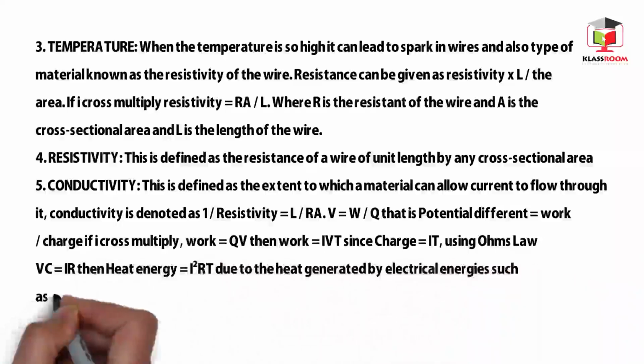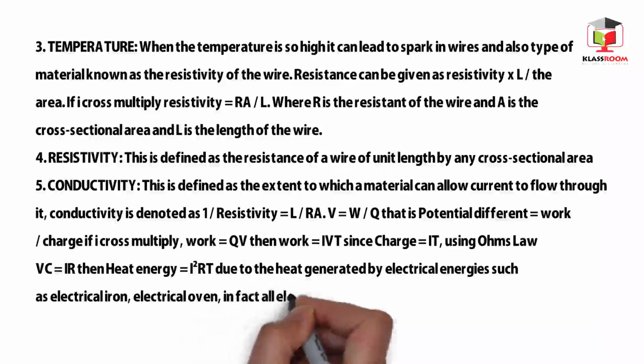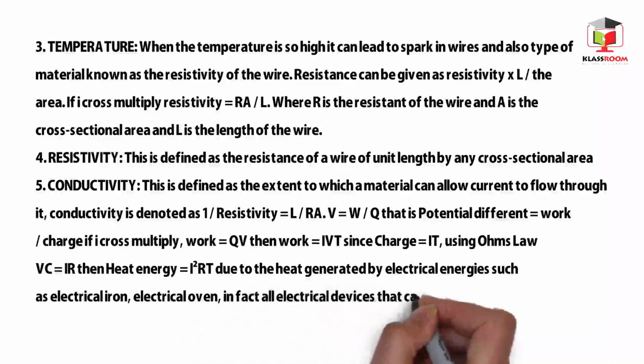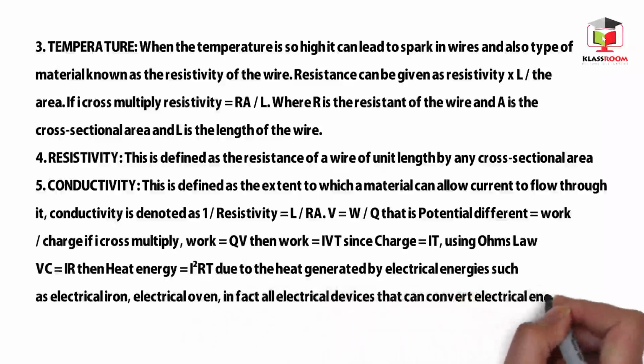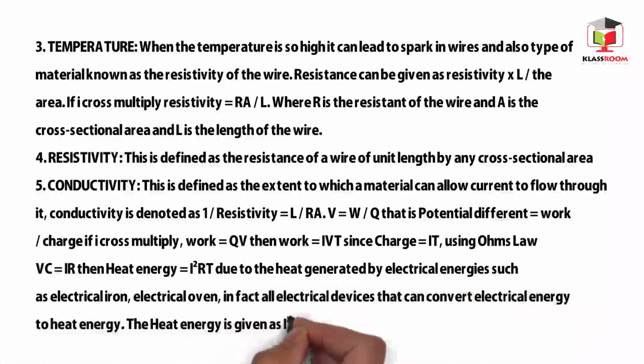This is the heat generated by electrical energies such as electric iron, electric oven. In fact, all electrical devices that can convert electrical energy to heat energy. The heat energy is given as I squared RT or IVT.